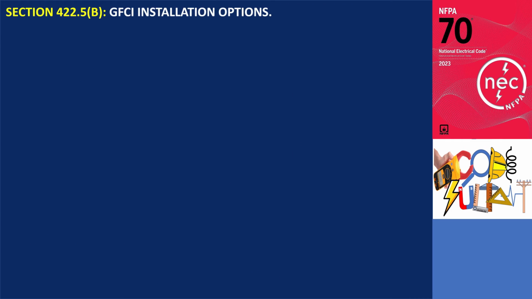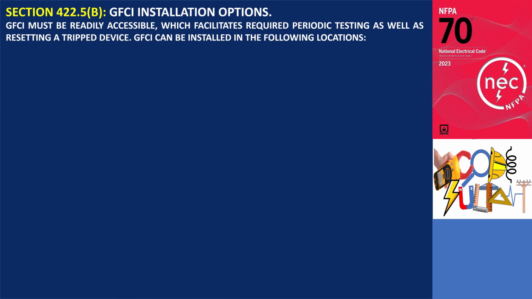Section 422.5(B), GFCI installation options. There are several options available for providing GFCI protection for appliances, as stated in subsection 422.5(B). GFCI must be readily accessible, which facilitates required periodic testing as well as resetting a tripped device. GFCI can be installed in the following locations.